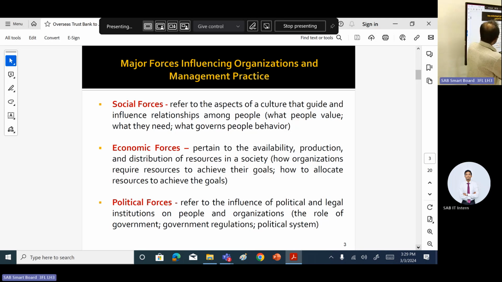Then looking at the influences of political and legal institutions, even at the global, geopolitical level, organizations in the world market should be able to comply with government regulations, government roles, policies, and political systems and ideologies.